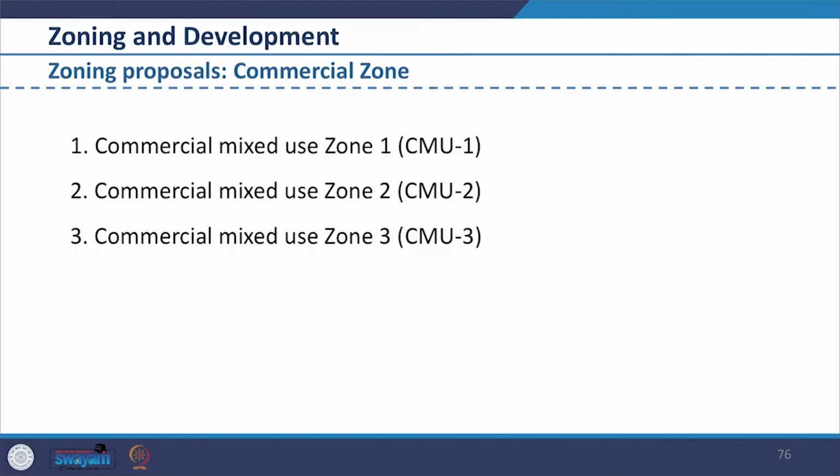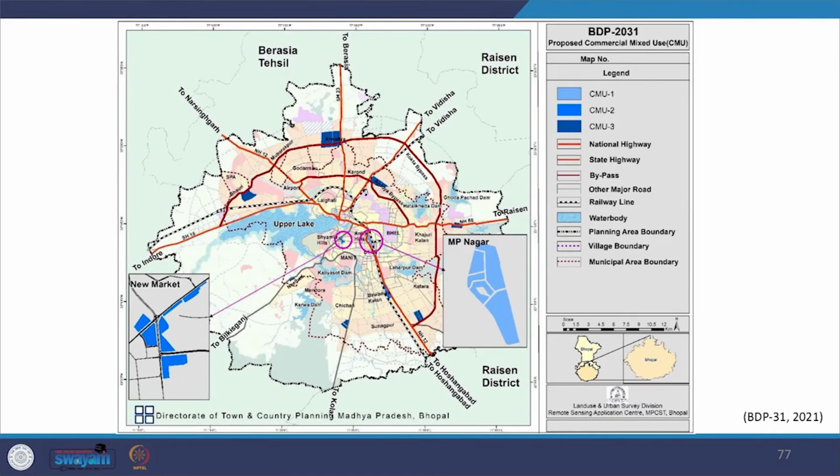Likewise, we see in the plan commercial areas have been identified, 3 commercial zones. We see commercial mixed use zone 1, 2 and 3. Commercial mixed use zone 1, CMU 1, is shown in sky blue color in the map. The purpose of this zone is to upgrade the current commercial center of MP Nagar to CMU 1 with higher FAR.